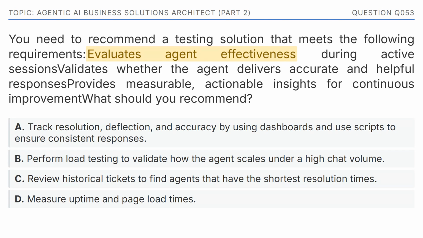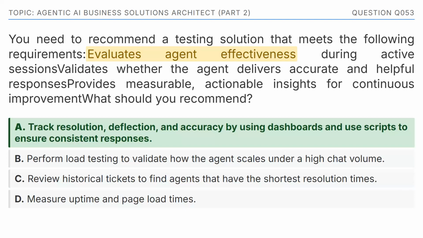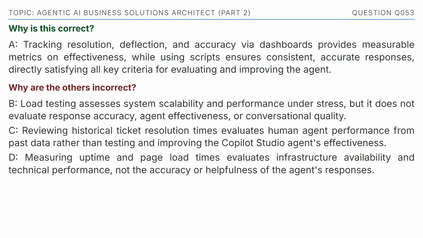To arrive at the correct answer, we focus on the keywords: evaluates agent effectiveness, accurate and helpful responses, measurable actionable insights, continuous improvement. The correct answer is option A, track resolution, deflection, and accuracy by using dashboards and use scripts to ensure consistent responses. Why is this correct? A. Tracking resolution, deflection, and accuracy via dashboards provides measurable metrics on effectiveness, while using scripts ensures consistent, accurate responses, directly satisfying all key criteria for evaluating and improving the agent.